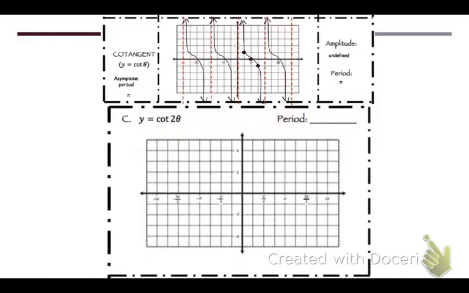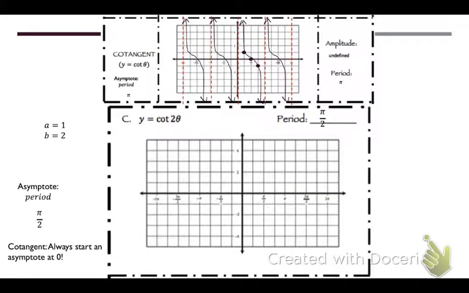Okay, let's get into cotangent now. So, again, always start with labeling your A and your B. So my A is 1, my B is 2. So to find my period, it's going to be pi over B, which in this case B is 2, so that's pi over 2. And my asymptote is my period, so that's going to be pi over 2.